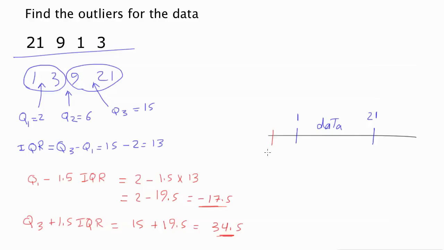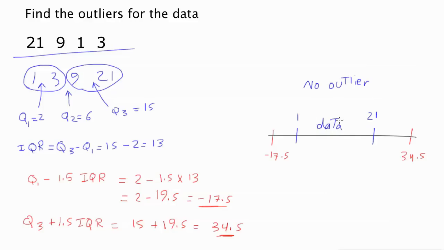The lower fence is here. It's smaller than 1. That's minus 17.5. And the upper fence is here. It's actually higher than the maximum value, which is 34.5. In this case, if this is the fence and the data is inside the fence, that means all the data are good. There is no outlier in this case.